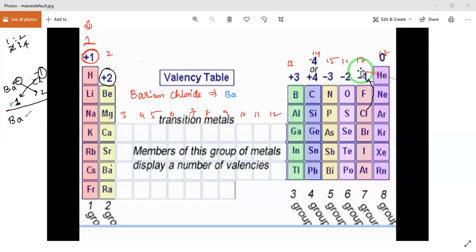1. Clear? Yes, sir. Cl, how many are there? 2. So what is the barium chloride formula now? BaCl2. You can write this chemical formula easily when you know that barium will show +2 and that Cl will show -1. Yes or no? Yes, sir. So you will not make mistakes.